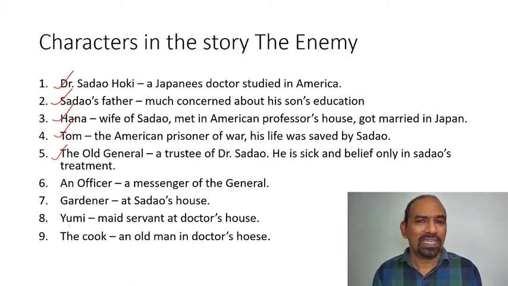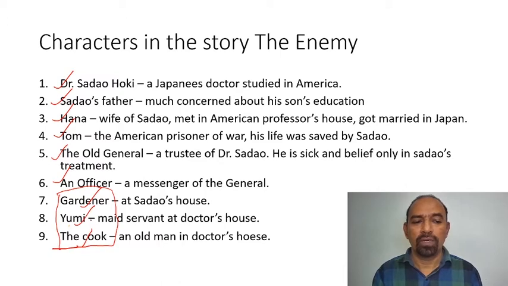The old general, he was an ill old general. He had trust only in Dr. Sadao. Then an officer, a messenger of the general. Then we can also see three servants in Dr. Sadao's house, a gardener, Yumi, and the cook.